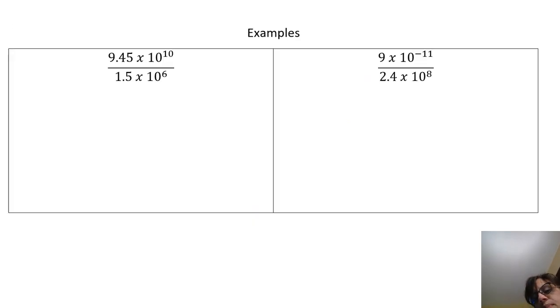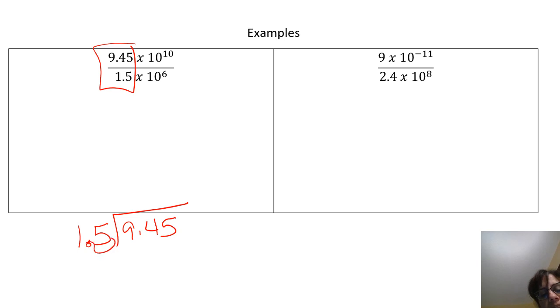So let's look at some examples. So here's what I mean. You're going to take these c values and you're going to divide 9.45 divided by 1.5. So I'm going to move these decimals and I'm going to think, how many times would 15 go into 94? Well, it should be 6. Let's try this.